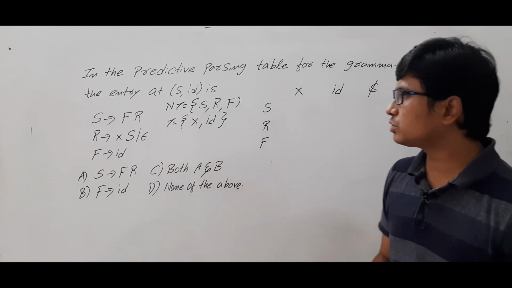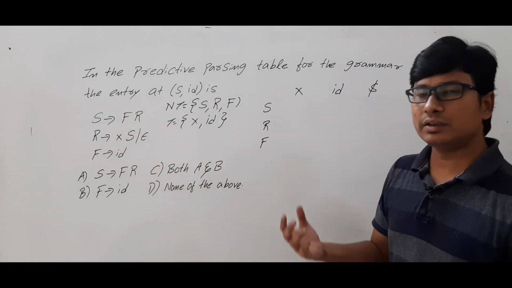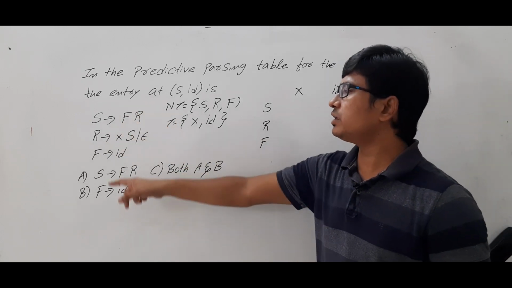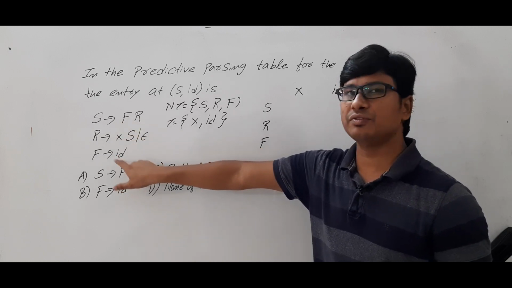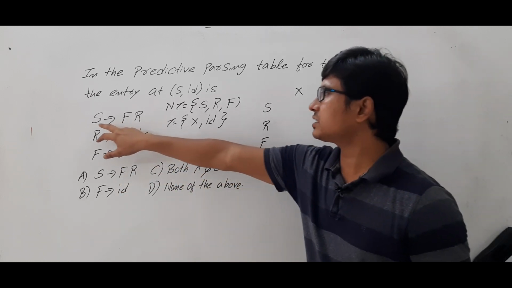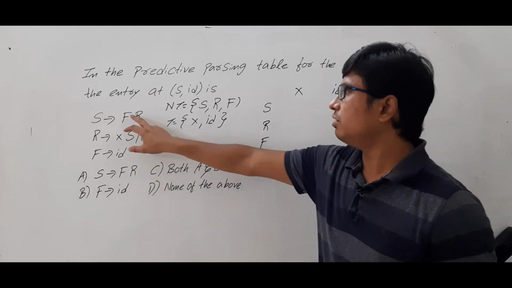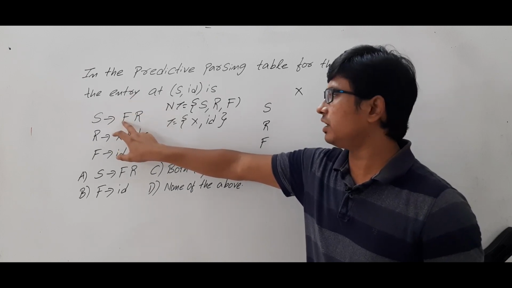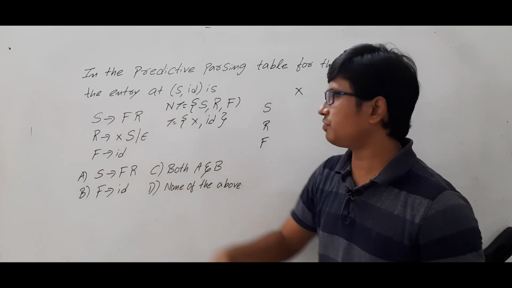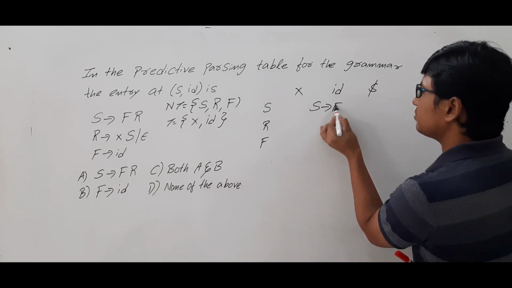Now what should I do? For the X on F and R entry, where should I write it? I should write first of F. What is the first of F? ID. Are you able to understand? S determines FR will be written under the first of the right hand side. In the right hand side I have F, so first of F is ID. So I will write S determines FR there.